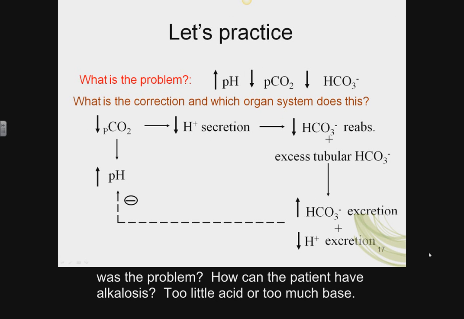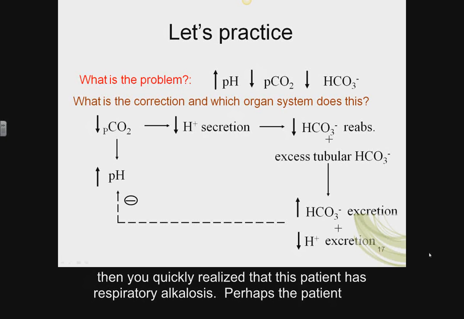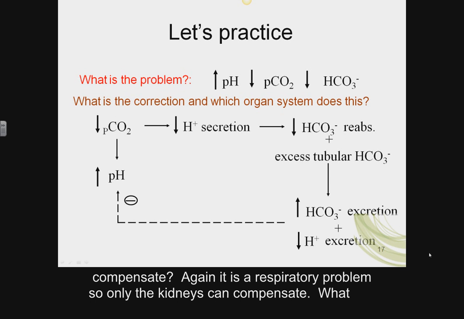Which was the problem? How can the patient have alkalosis? Too little acid or too much base? Are you seeing that the problem in this patient is that they have too little acid? If so, then you quickly realize that this patient has respiratory alkalosis. Perhaps the patient is compensating for this already. How do you know, and which organ system can compensate?